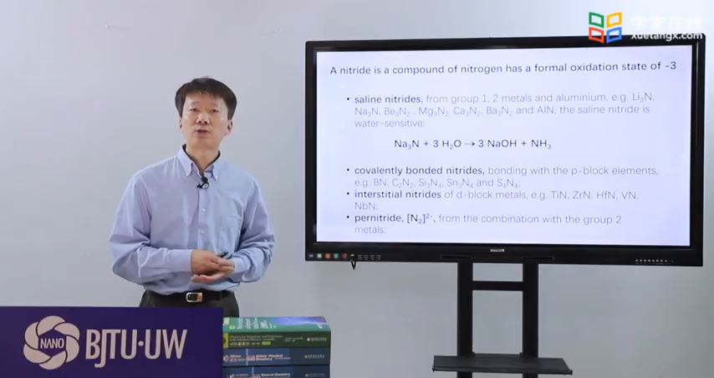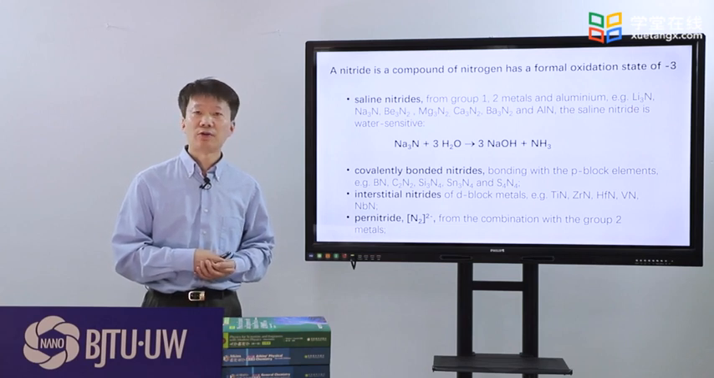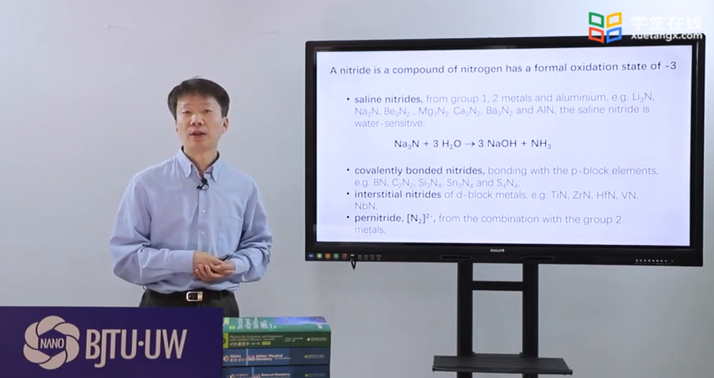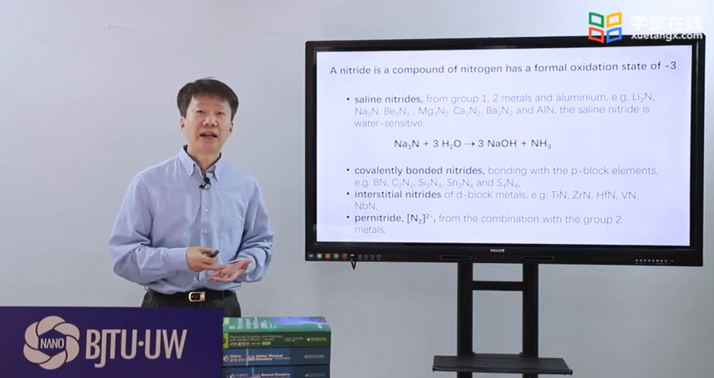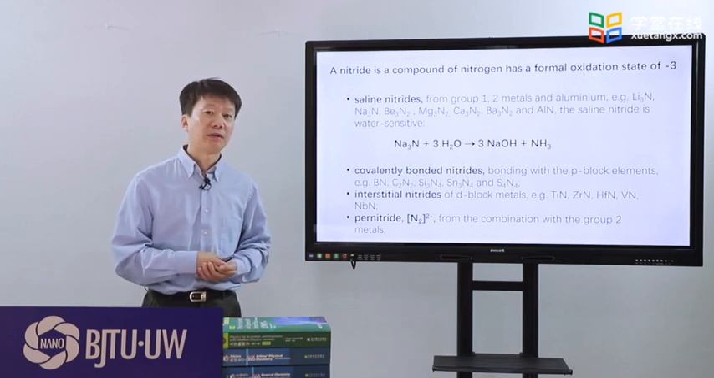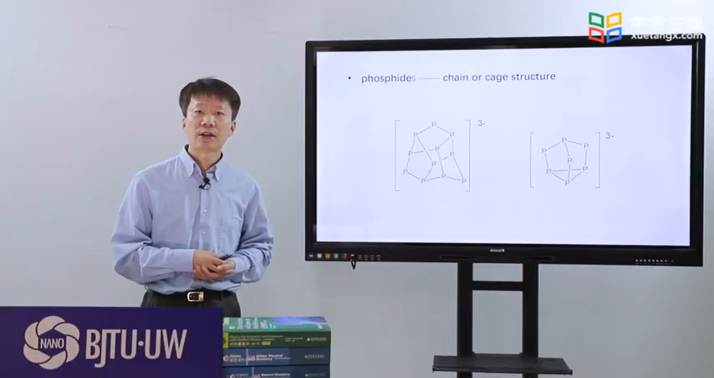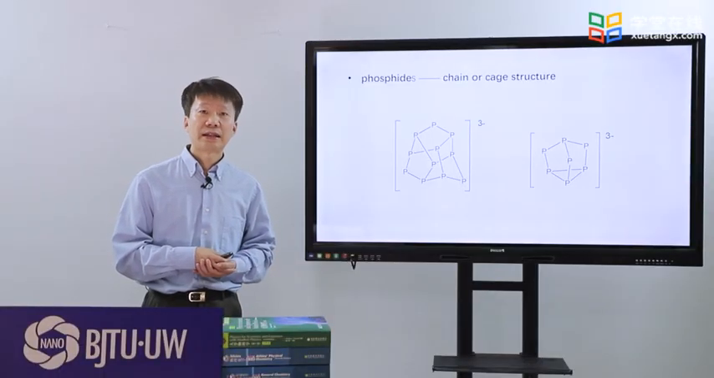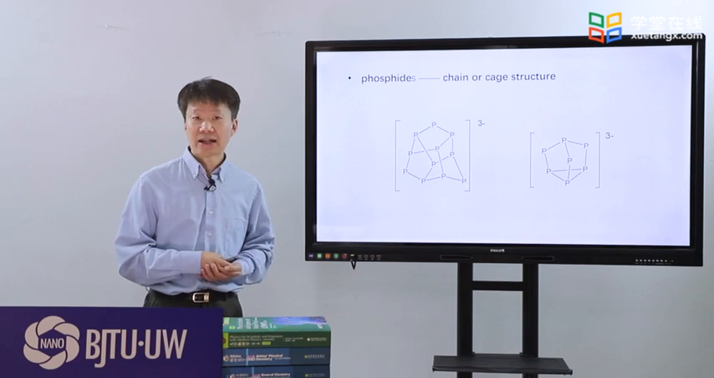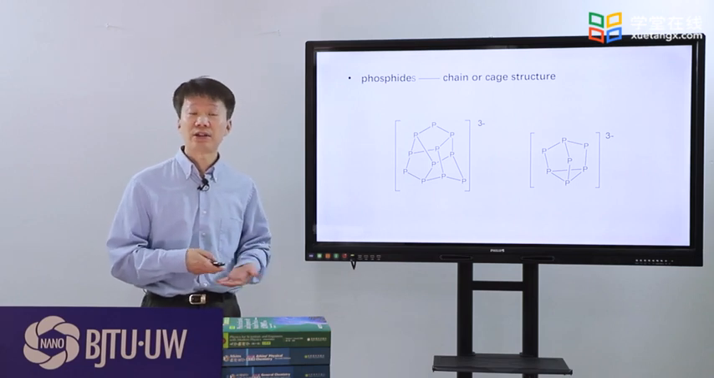hydroxide ion. Nitrides include saline nitrides from group 1 and 2 metals and aluminum, which are water-sensitive; covalently bonded nitrides with the p-block elements; interstitial nitrides of d-block metals; and pernitrides from the combination with the group 2 metals. Alkali metals can form phosphides containing groups of phosphorus atoms forming chains or cages.